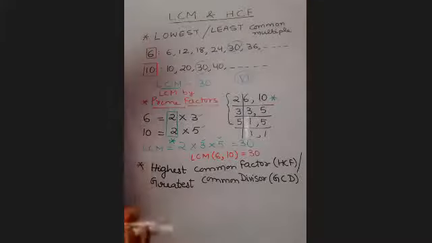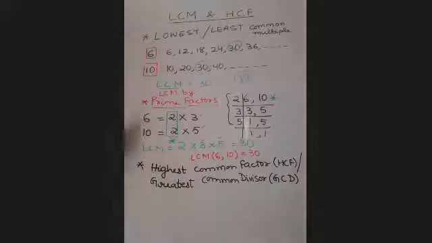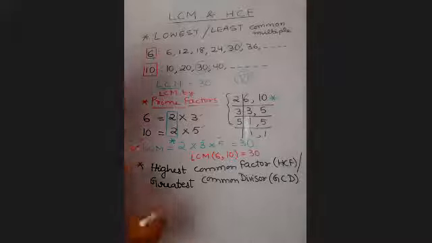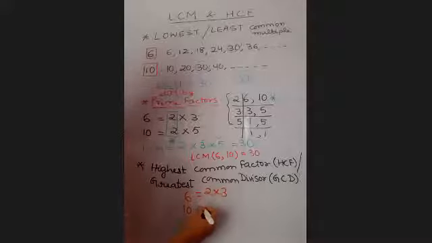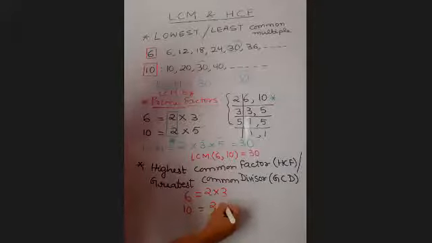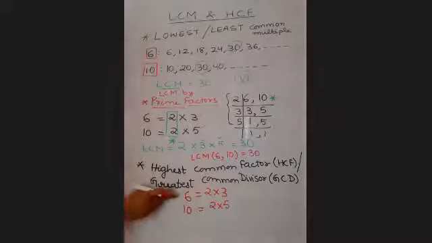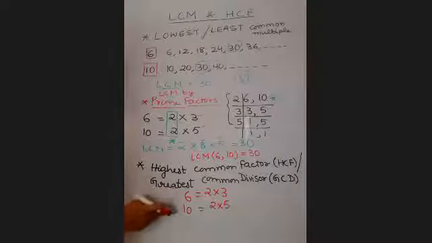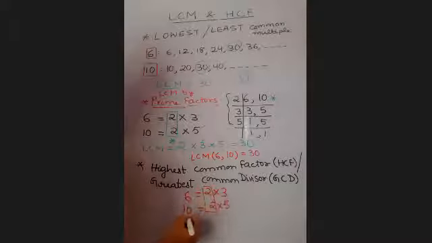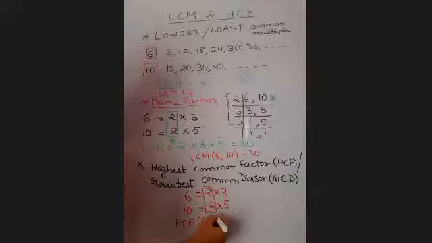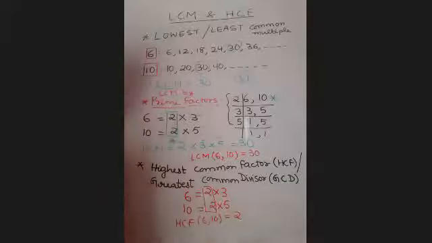Okay. Now how to find HCF? Let us say we have to find HCF of 6 and 10 only. So 6 is here, 10 is here. Write prime factors here also. Now, which is the common number that divides both of these? 2. So what would be the HCF of 6 and 10? Only 2.